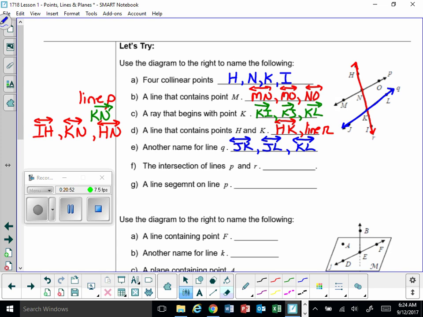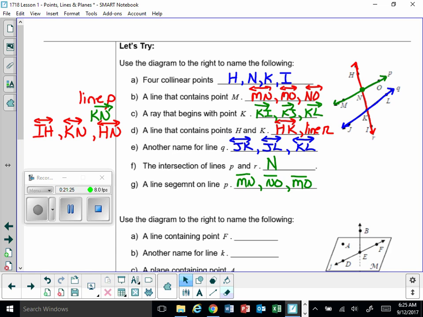The intersection of lines P and R. Well, R is already up there in red. P is this line here, so it intersects at point N. A line segment on line P. P's in green. That could be segment MN, segment NO, or segment MO. Any one of those three answers would be fine.